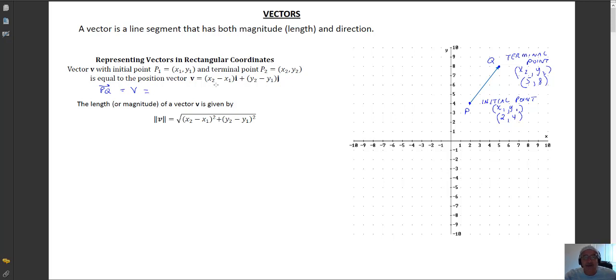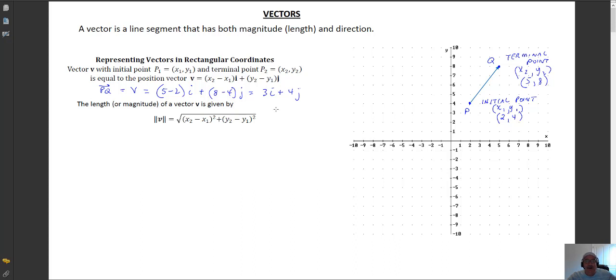To get this vector, notice we take the x values and subtract them, x2 minus x1. So I'm just going to do that. That's 5 minus 2 i, plus y2 minus y1, which is 8 minus 4 j. So this vector PQ or vector V, depending on how you want to say it, would be 3i plus 4j.